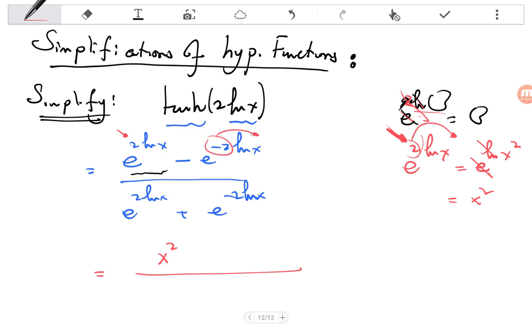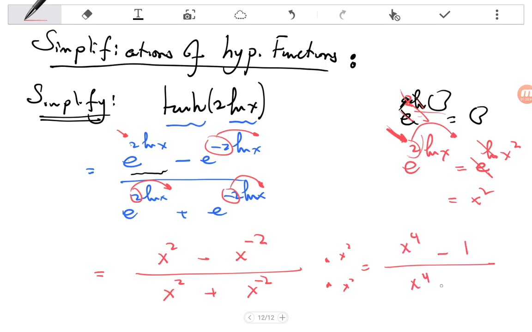And that's why the first term is just x squared. And for that one, I'll take it also like this. So it is x squared minus x power minus 2, over x squared plus x power negative 2. For more simplification, I may multiply by x squared for both the numerator and the denominator. So it will just be x power 4 minus 1 over x power 4 plus 1. Okay, so this is the simplification of this function.